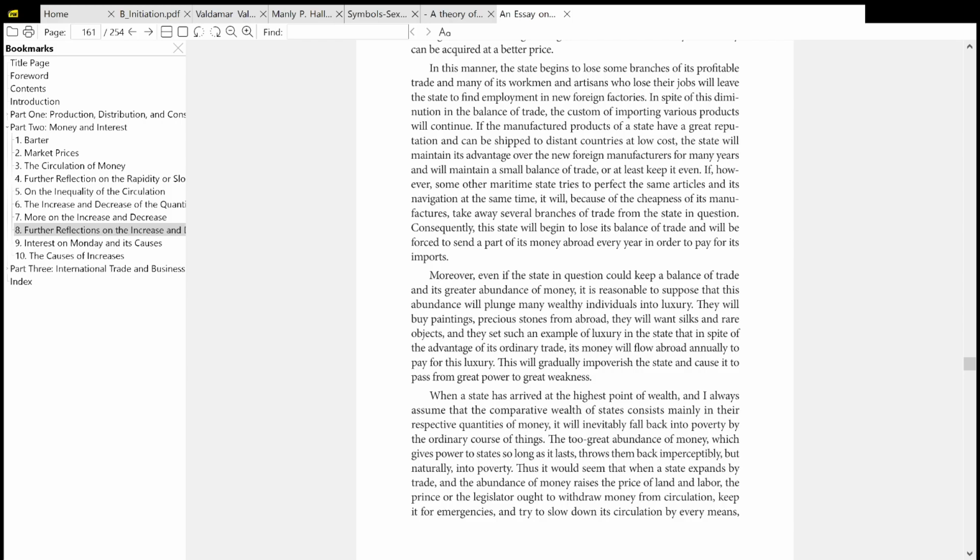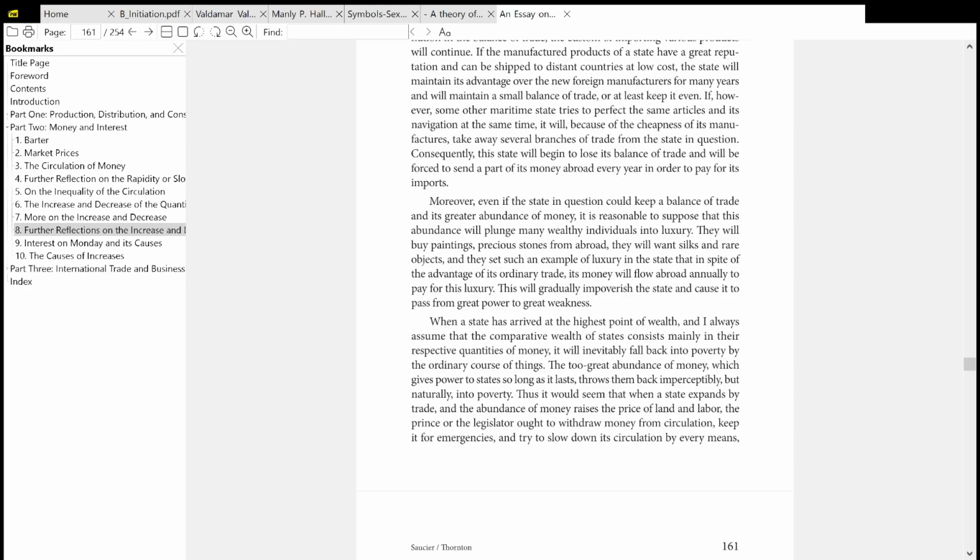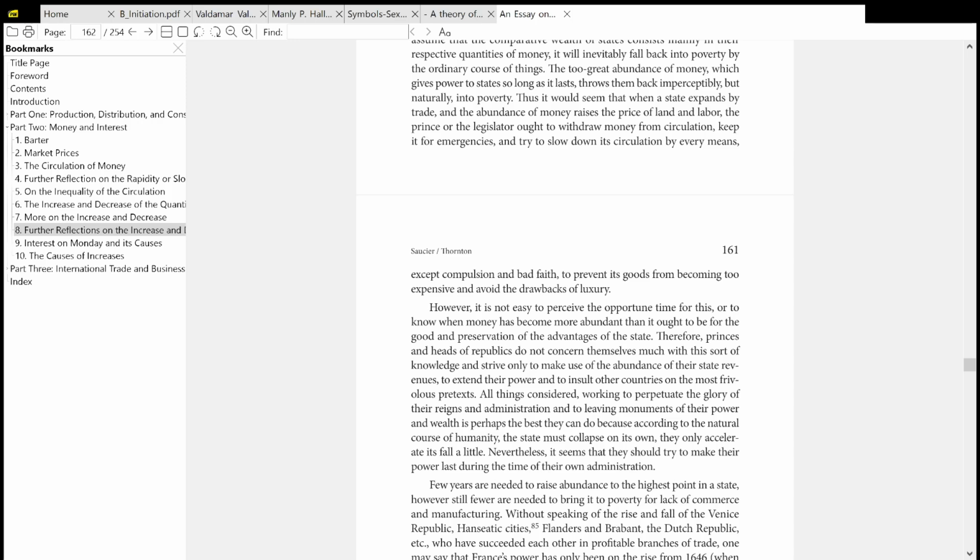Thus, it would seem that when a state expands by trade and the abundance of money raises the price of land and labor, the princes or the legislator ought to withdraw money from circulation, reduce the balance sheet, keep it for emergencies, and try to slow down its circulation by every means, except compulsion and bad faith, to prevent its goods from becoming too expensive and avoid the drawbacks of luxury.